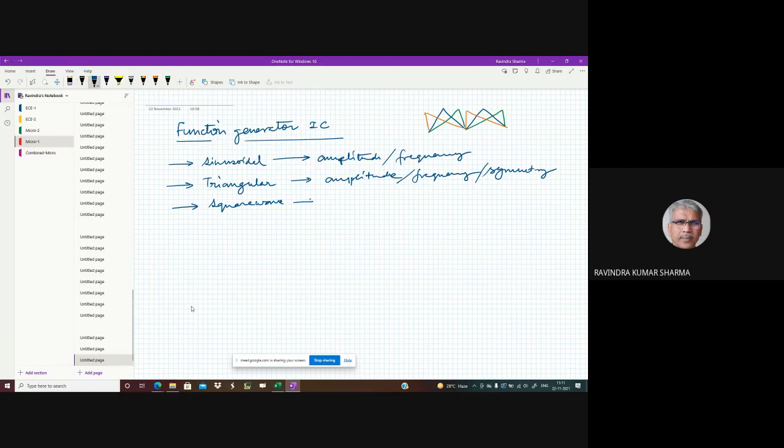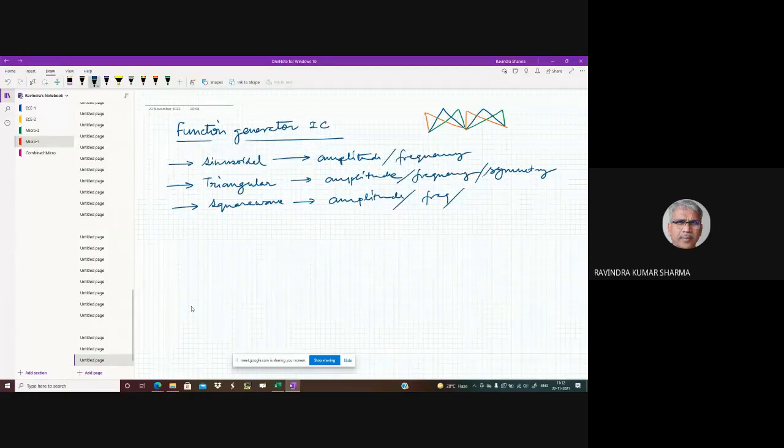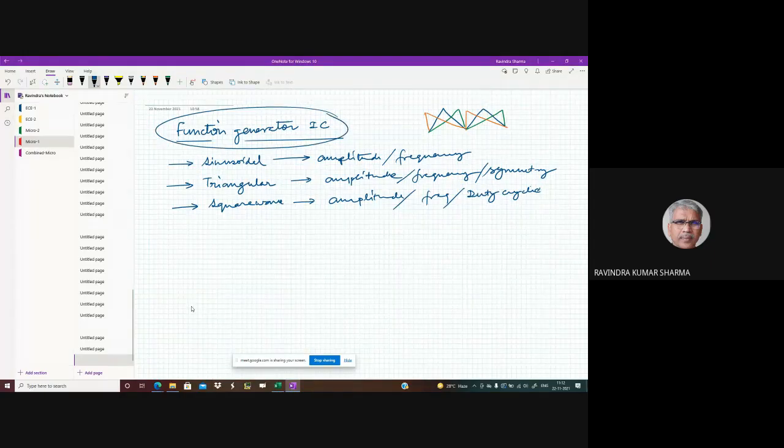Then third one is a square wave generator. Again, it should have the provision for varying amplitude, varying frequency, and also, very important, the duty cycle. So a function generator IC is used to create a device which is called function generator, and a function generator generates all these 3 types of functions, right, with these features, correct?